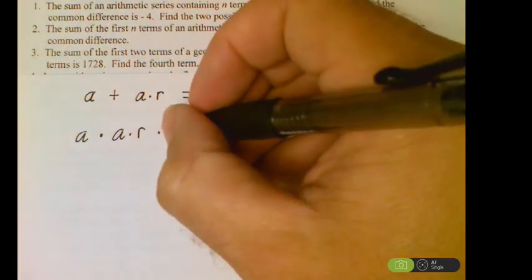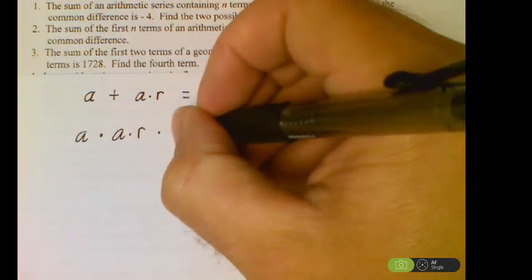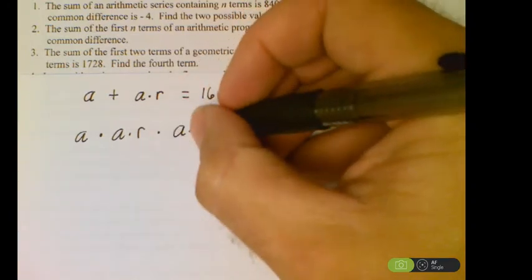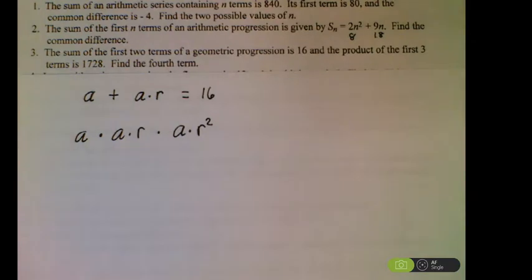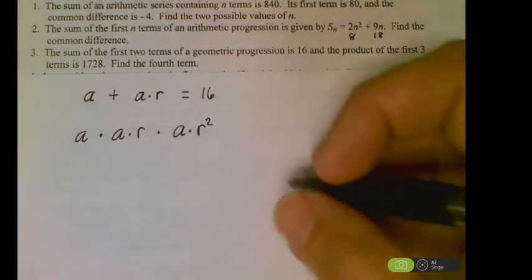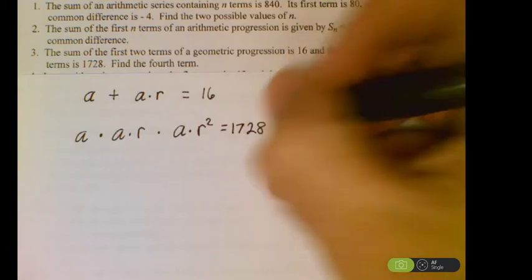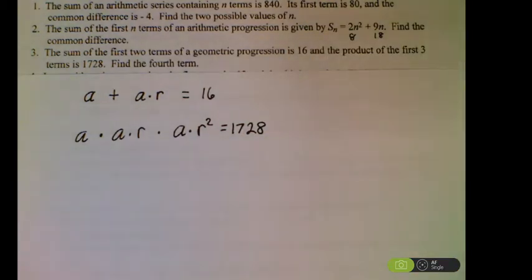So for this case, I'm doing the second term times the common ratio to get the third term. So now I have another common ratio involved to get that third term. It says their product was 1728. So there's another equation that we can now set up.